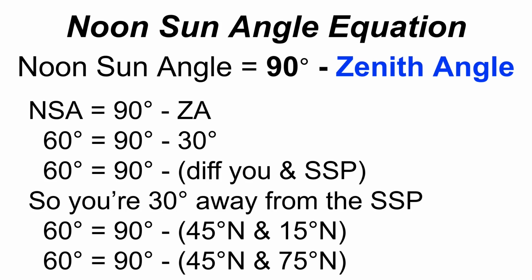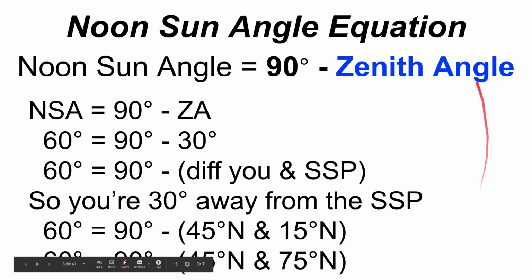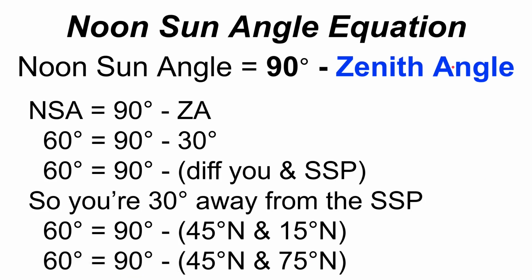The other solution: if the subsolar point was at 75 north, that would also be 30 degrees away from 45 north. Give me my pointer back. So the difference between 45 north and 75 north is 30 degrees. So that's another solution, except that the subsolar point is never farther north than 23.5 degrees. So the only solution for this problem is that the subsolar point has to be at 15 degrees north.